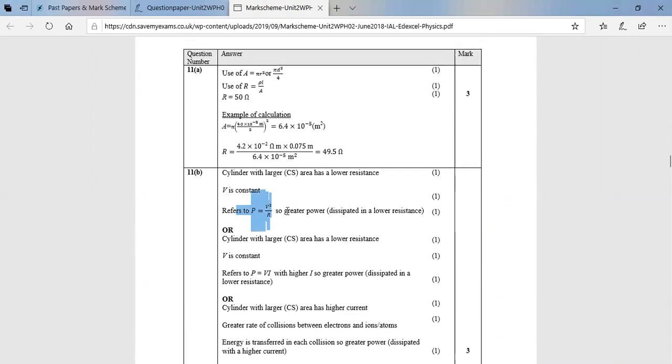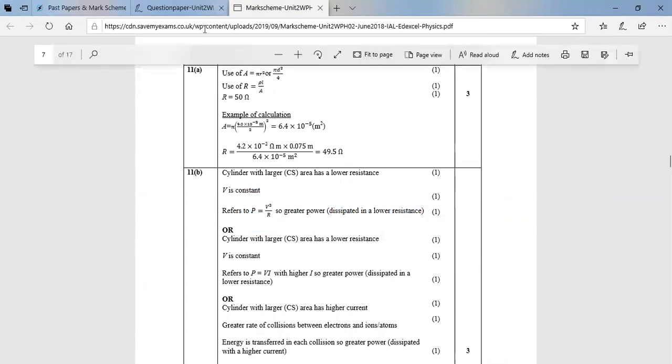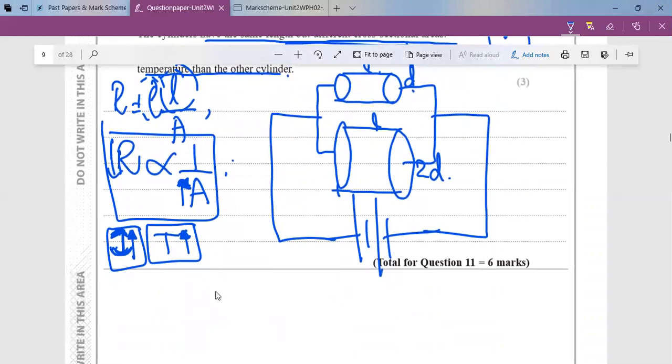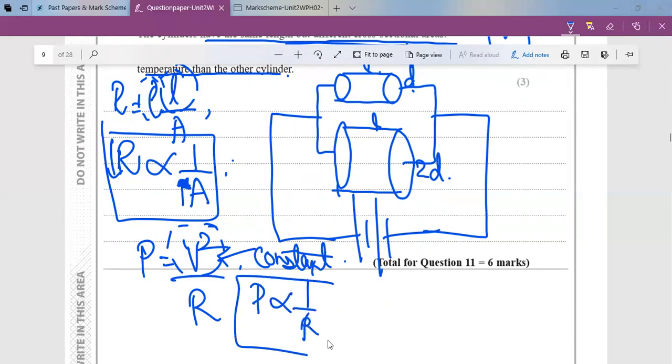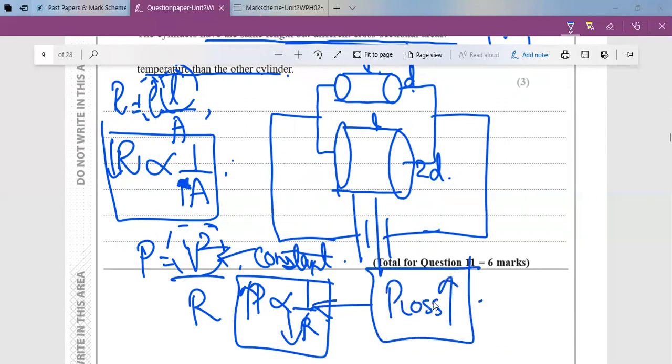Okay, lower resistance, V is constant, so V squared upon R, greater power dissipated. You can even forget the current as well. You can just explain it in terms of power. You know that they are in parallel, right? So power is equal to V squared upon R. Parallel means V is constant, isn't it? If V is constant, then power is inversely related to the resistance. So if you decrease the resistance, what will happen to the power loss across it? Power loss will rise. So if the power dissipated across that increases, the temperature will rise. Get it? No? All right.